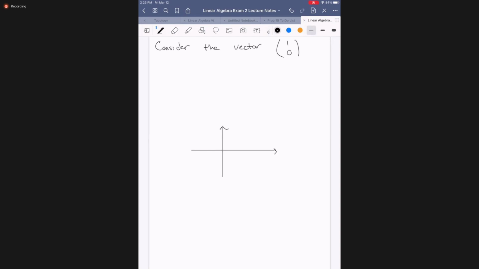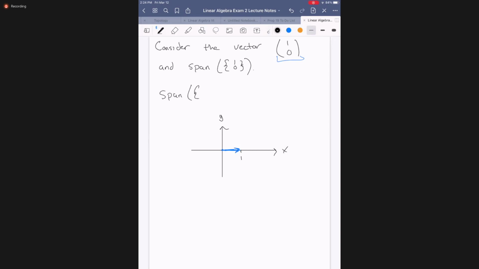So we have this and this. So y, x. This vector right here is going to look something like this, right? This part right here is 1, so it has length 1 and it's on the x-axis. So what is the span of... let's take the span of (1, 0). So what is the span?